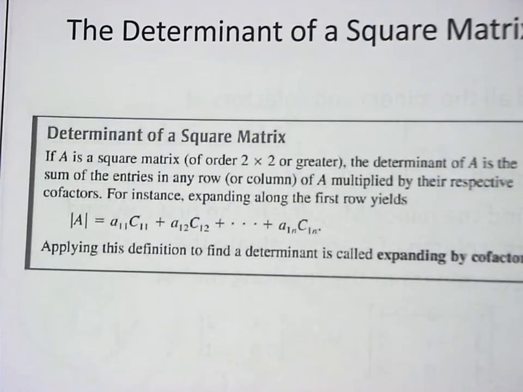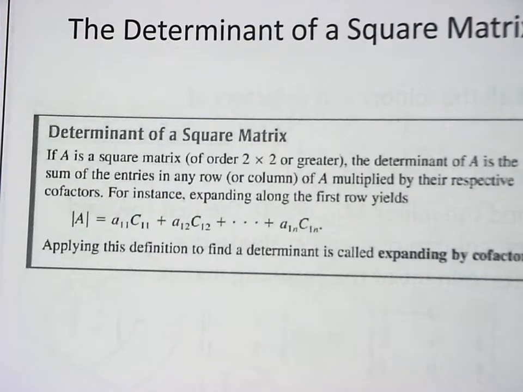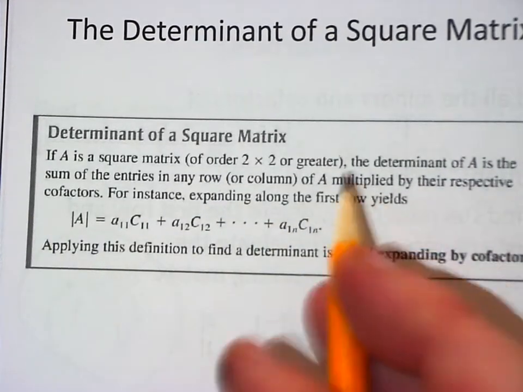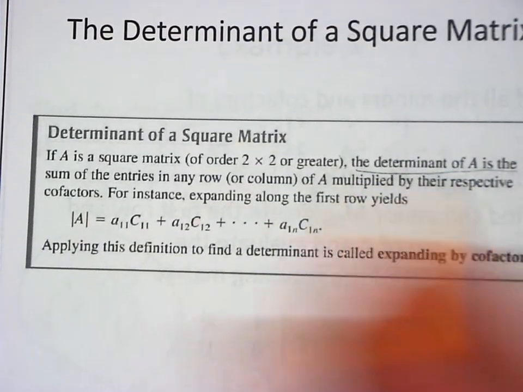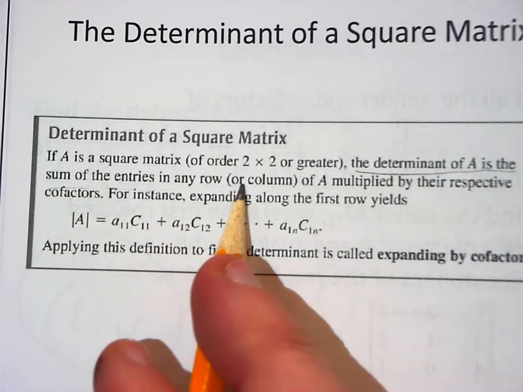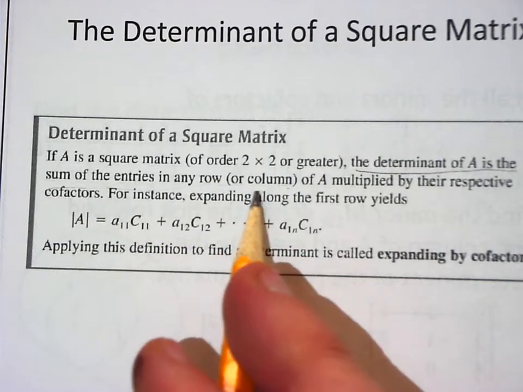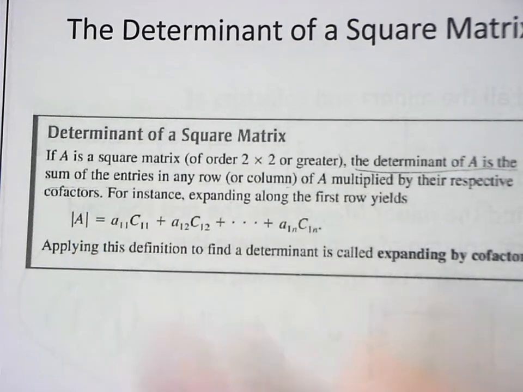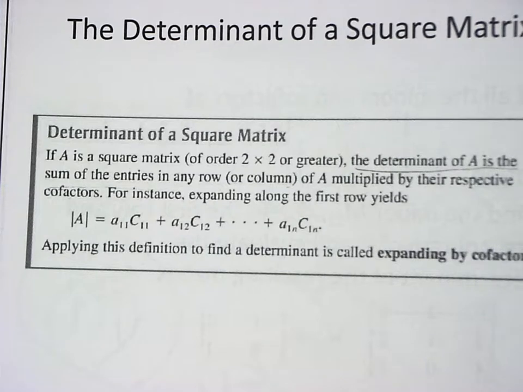If you have a matrix 2 by 2 or greater, but we're not going to bother if it's smaller than a 3 by 3. So what you want to do, the determinant of the matrix is the sum of the entries in any row or column, so your choice, multiplied by their respective cofactors. So what that means, I can take any row or any column. I don't need to do the whole thing. I just need to do one of the rows or one of the columns.